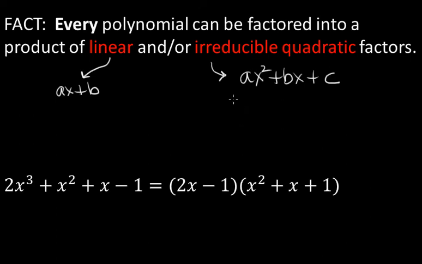Now, what does that mean when it can't be factored? You don't have to sit and try, because we know that the discriminant b squared minus 4ac, in other words, what's under the radical in the quadratic formula, has to be less than 0. Because to be irreducible means that you don't have any real roots. The graph doesn't cross the x-axis. So what's under the radical is negative, meaning that your two solutions are both complex numbers. So every polynomial can be factored into linear and or irreducible quadratic factors.